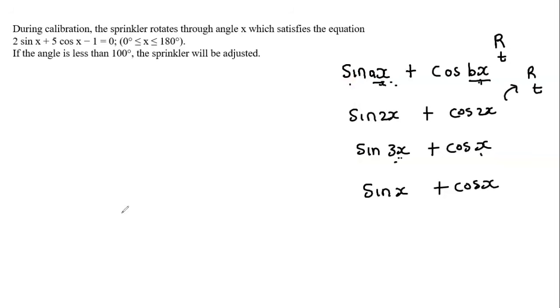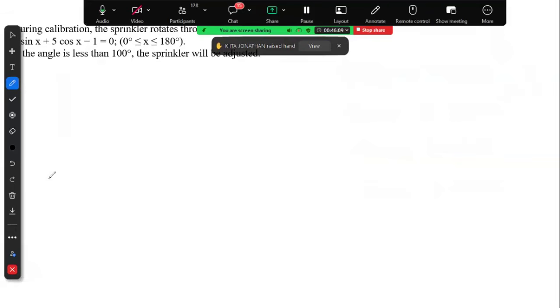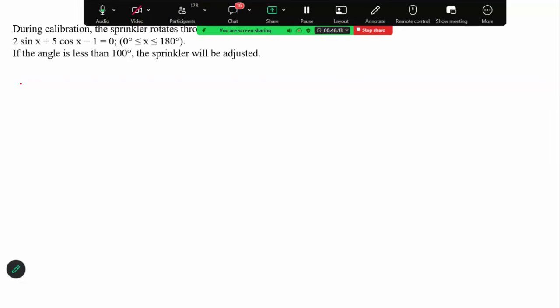You get the same answer. So now when you look at what we have here, you notice that they have given us 2 sine of x plus 5 cos of x minus 1 is equal to 0.